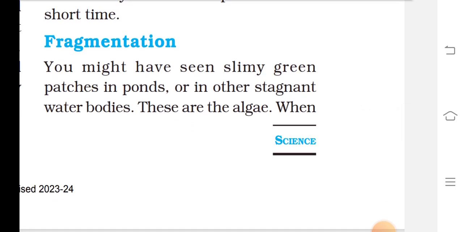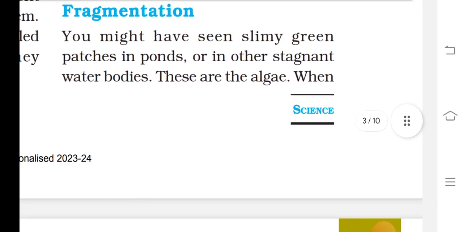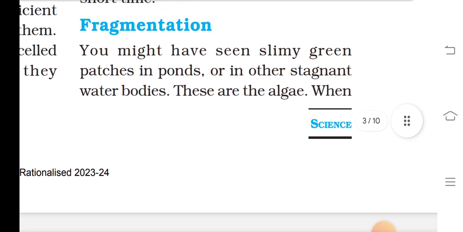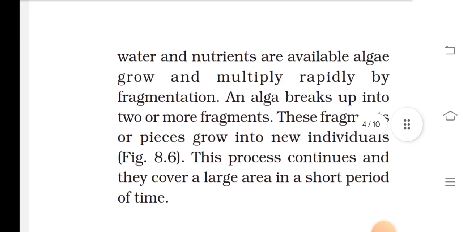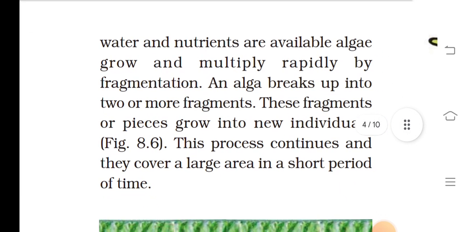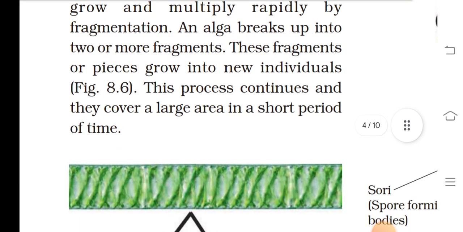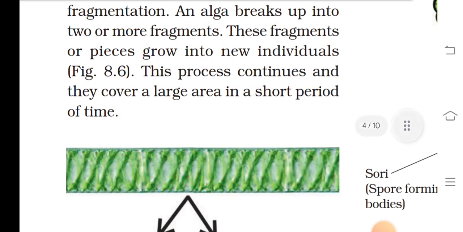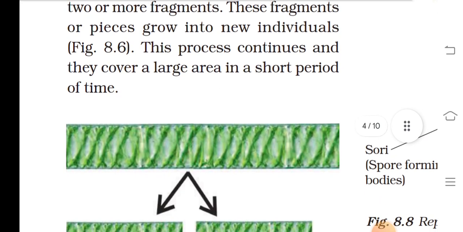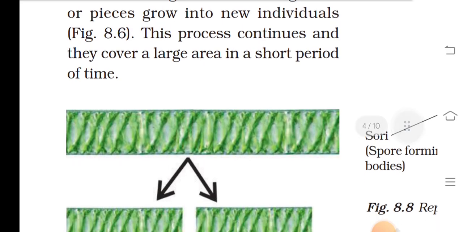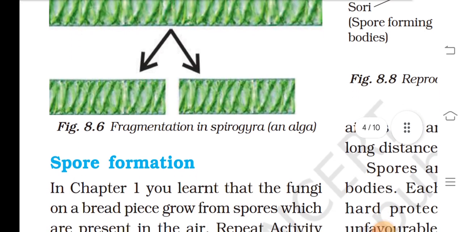Fragmentation. You might have seen slimy green patches in ponds or in other stagnant water bodies. These are algae. When water and nutrients are available, algae grow and multiply rapidly by fragmentation. An alga breaks up into two or more fragments. These fragments or pieces grow into new individuals. This process continues and they cover a large area in a short period of time. Fragmentation occurs in Spirogyra, an alga.